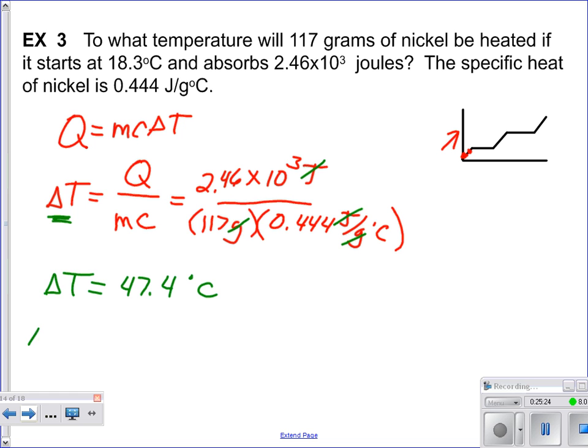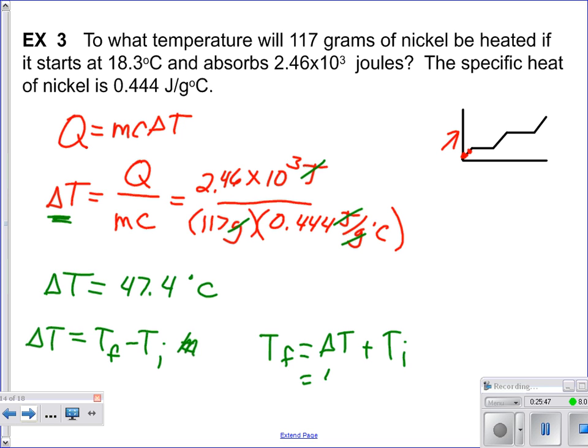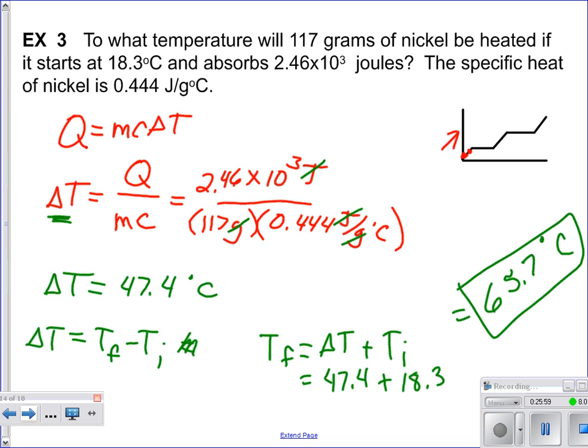So now what I would do is I know that my change in any variable is always going to be final minus initial. So actually, what are we solving for? We're solving for final. So that's going to be our change in temperature plus our initial temperature. So that's 47.4 plus 18.3, and we get 65.7 degrees Celsius.